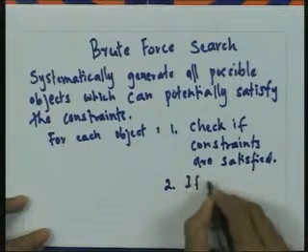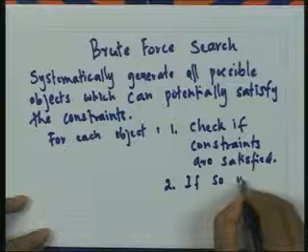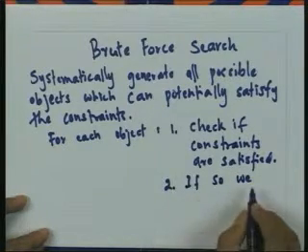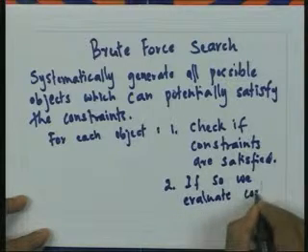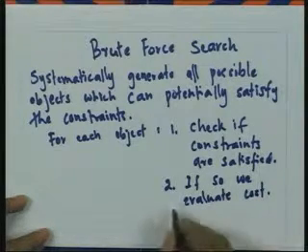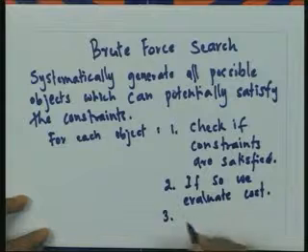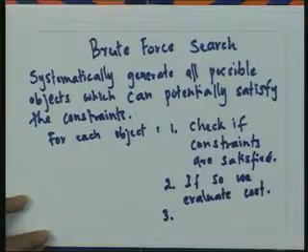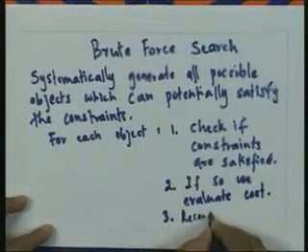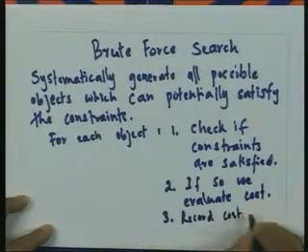If so, we evaluate the cost or benefit function. If the cost is better than the cost found so far, that is, if the cost of this object is less than the cost of the best object found so far, then we store it. So, we record the cost if necessary.